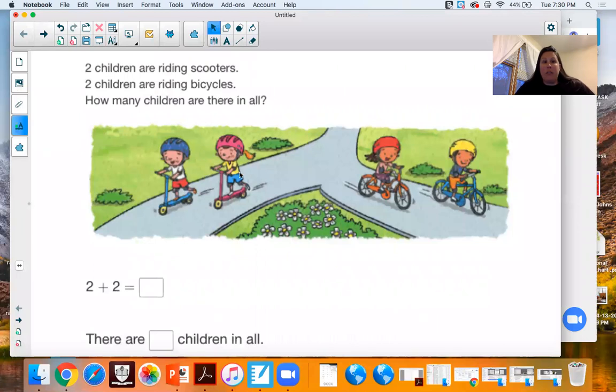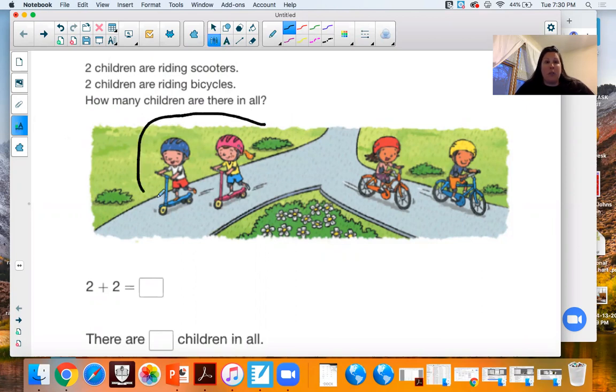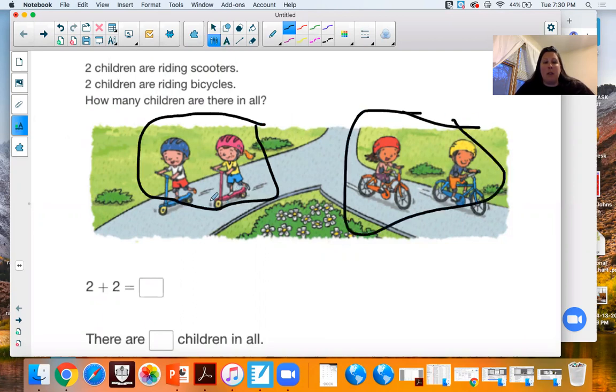So everyone should see this picture. There are two children riding scooters and there are two children riding bicycles. So we want to know how many children are there in all. And if you know anything about me, you know I like to use the cross and count. So I'm going to circle the two groups that they told us. So we have two kids on a scooter and we have two kids in bikes. So we're going to add 2 plus 2.